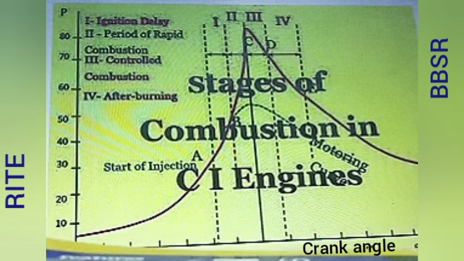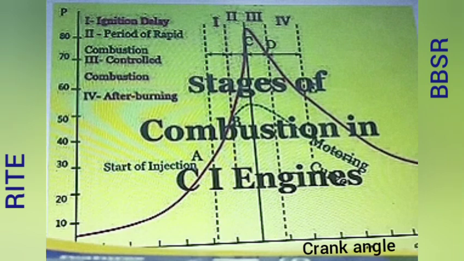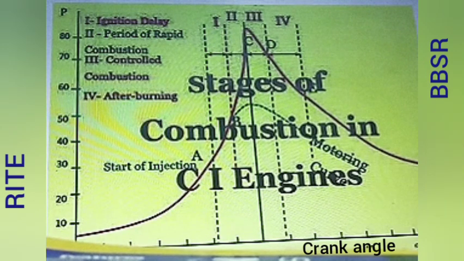Then next one is controlled combustion. In controlled combustion, one thing we observe is a drop in pressure, and fuel droplets are not always surrounded by free air. Due to this, you will not observe rapid combustion, rather there will be a controllable combustion. And this is the condition where the maximum cycle temperature is attained. During controllable combustion, the pressure is not maximum, but maximum temperature is attained.